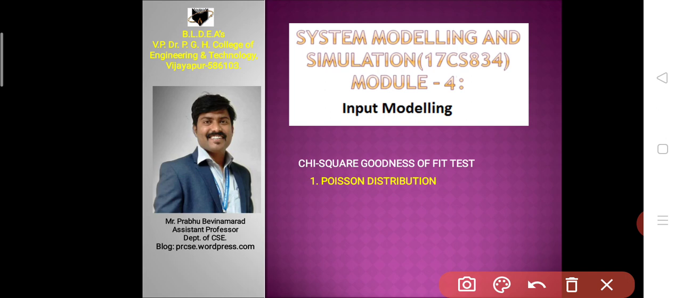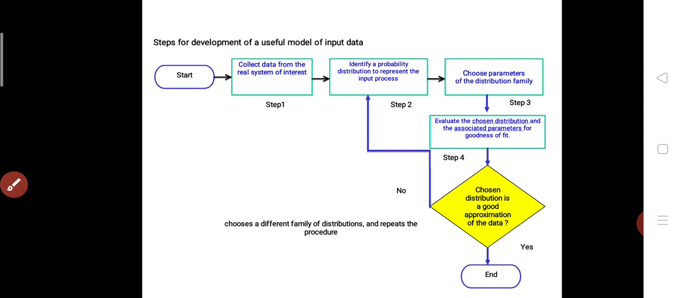In this video, I am going to discuss the chi-square goodness of fit test for Poisson distribution. The following diagram shows the steps for development of a useful model of the input data. Here, we are going to apply the chi-square goodness of fit test at the fourth step, that is, after choosing a particular distribution and associated parameter for the goodness of fit test.